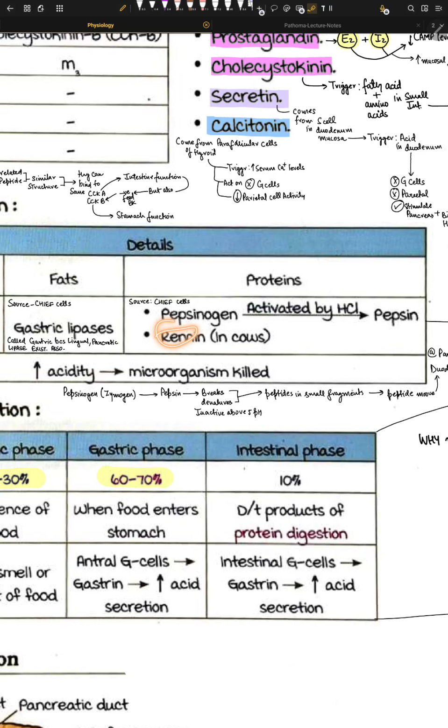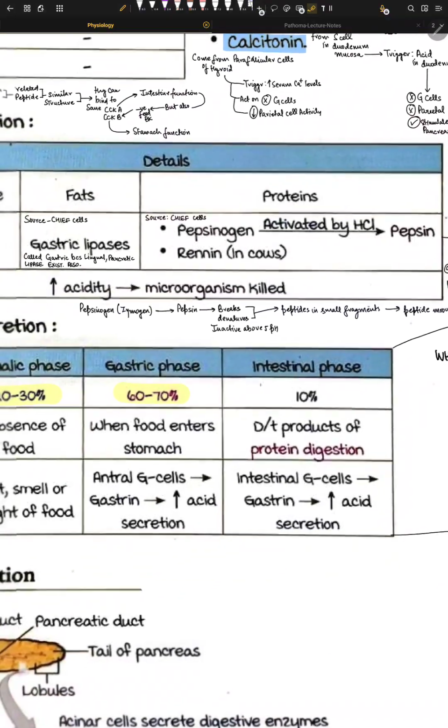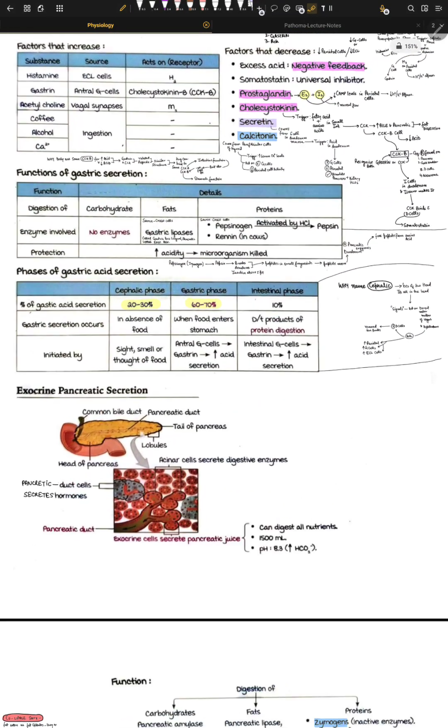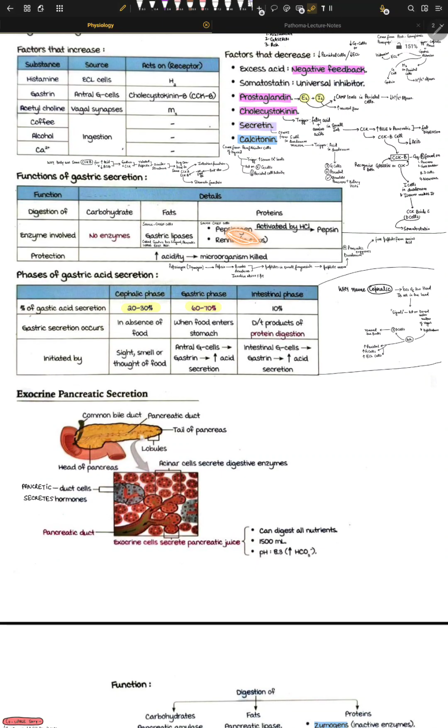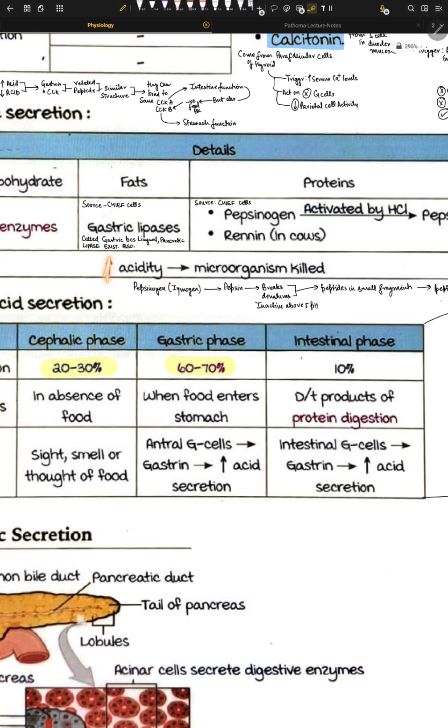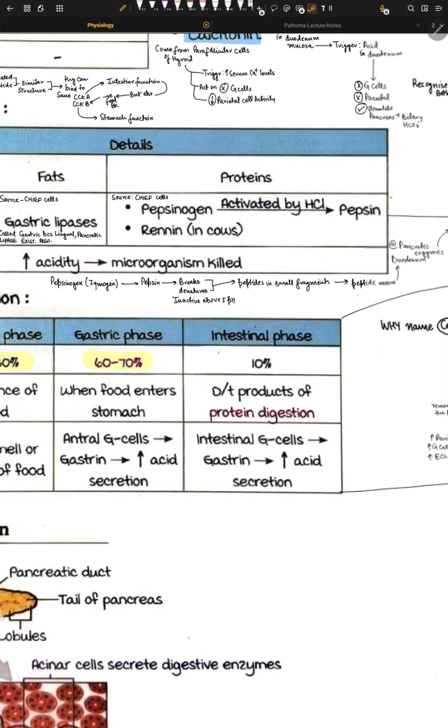Another thing is renin, found in cows, which is also produced by the stomach. Gastric secretion can also protect. How? Increased acidity leads to microorganisms being killed, of course. We don't want bacterial growth in our stomach.